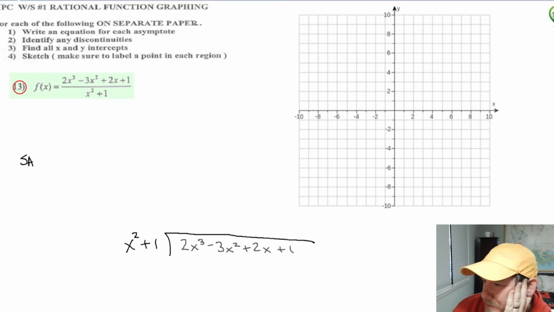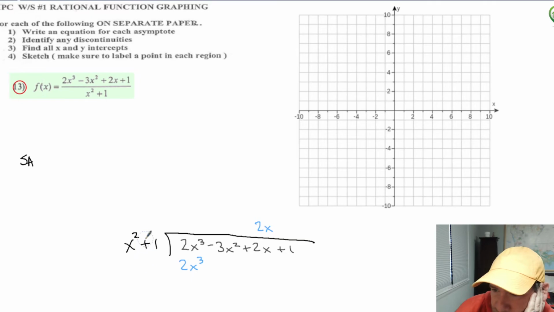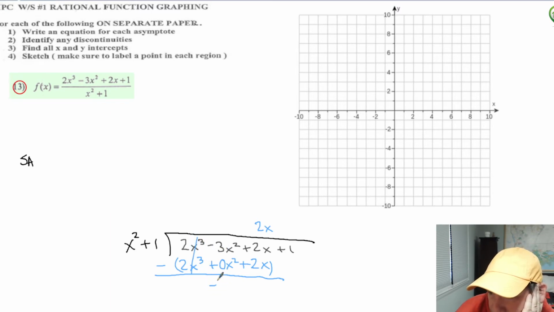And it looks like this will be a long one. This is going to go in 2x times, giving me 2x cubed. Then notice we are missing a term in the middle. So we're going to get a 2x now, but there was no quadratic term. So if you want to put a 0 in there, that's not a bad idea. We're subtracting, that's plus. This cancels, I get negative 3x squared.